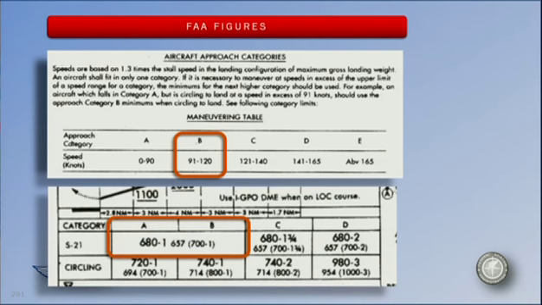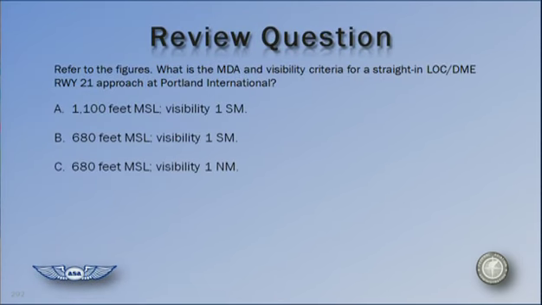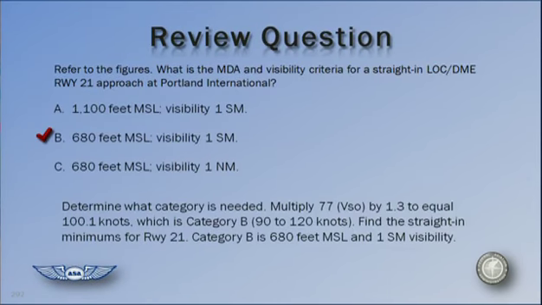And again, category B shows us 680 feet at 1 statute mile is our answer. So we go back to the question. B is the answer.